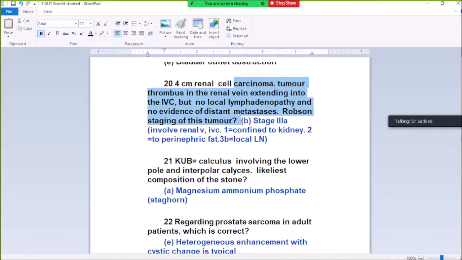Robson's staging of the tumor is stage 3A, because it involves the renal vein. Involves renal vein and inferior vena cava, stage 3A. Stage 1 is confined to the kidney, stage 2 extends to perinephric fat, stage 3B involves local lymph nodes, and stage 3A involves the renal vein and inferior vena cava.